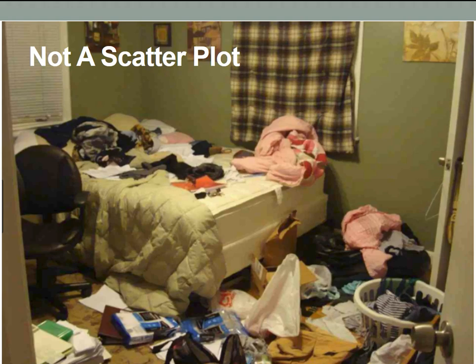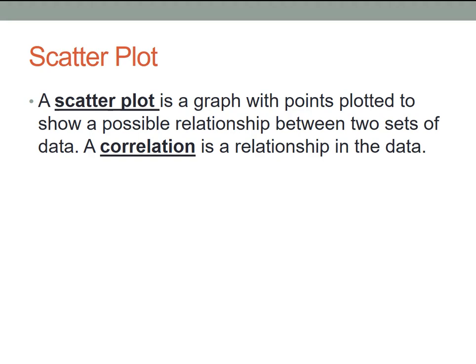Ooh, you think that's a scatter plot? It looks like a scatter plot. Does your room look like that? I hope not. But that is not a scatter plot. A scatter plot is a graph with points plotted to show a possible relationship between two sets of data, and a correlation is a relationship in the data. So let's see what that means.